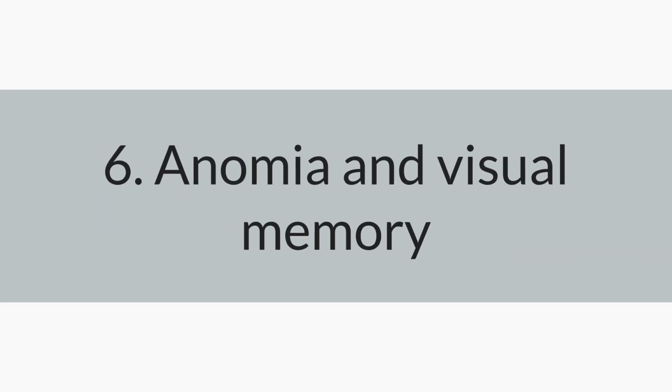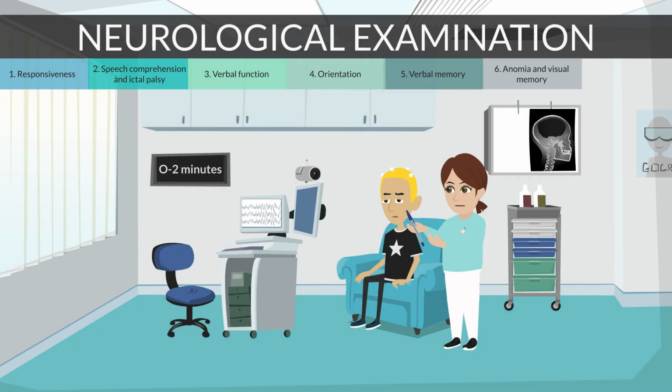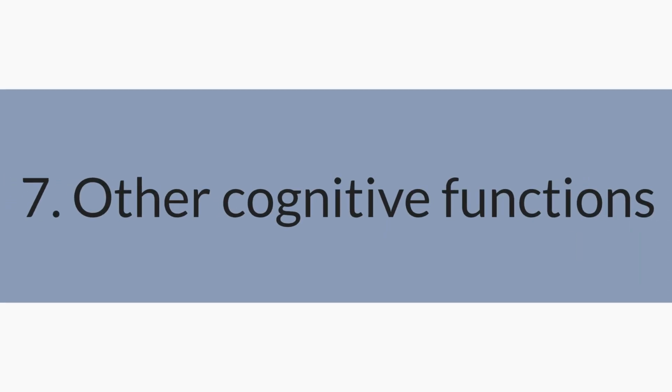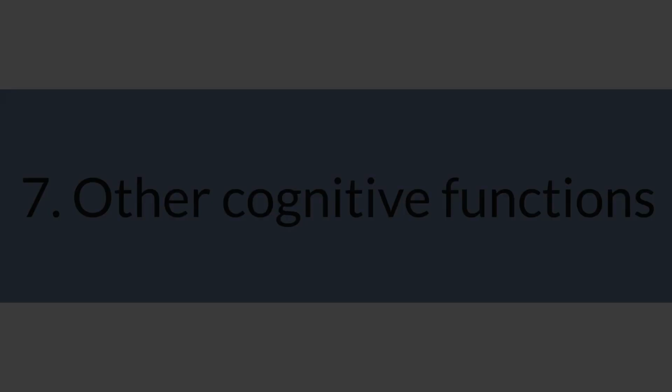Anomia and visual memory. What is this? Since he can't tell her the name, the nurse keeps asking him questions. Could you show me how to use it? The nurse asks him to remember the object she has shown him. Remember this object. Other cognitive functions.